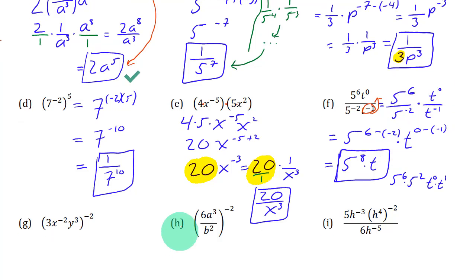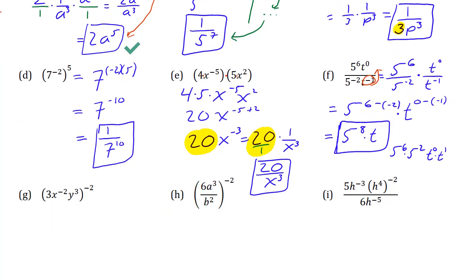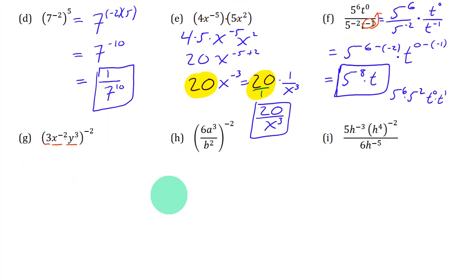All right. Looking at G here, we have 3 factors being multiplied. And then that is now raised to the power negative 2. So I'm just going to take each of those 3 factors and raise each of them to the power negative 2. Using rule number 4, I think that was.